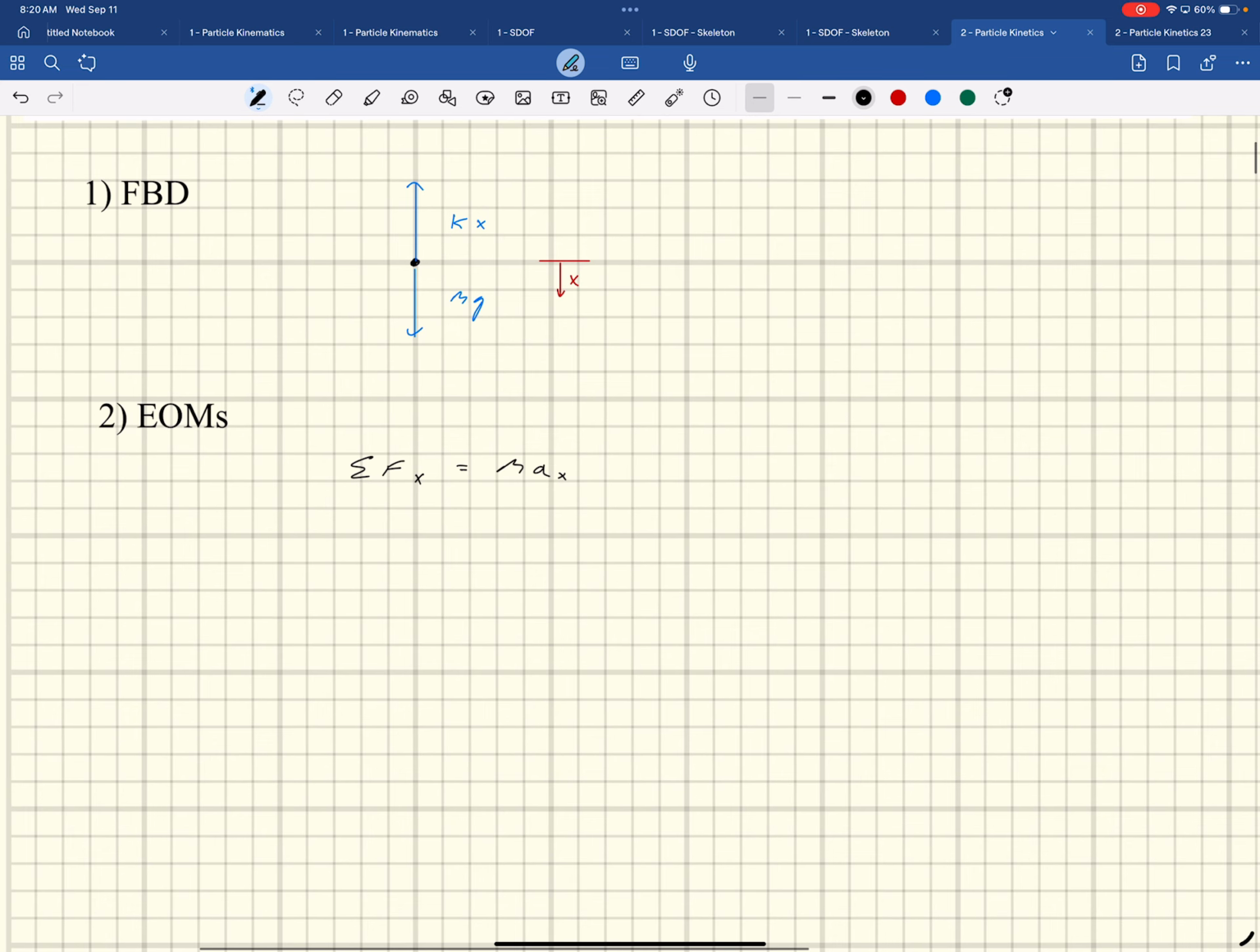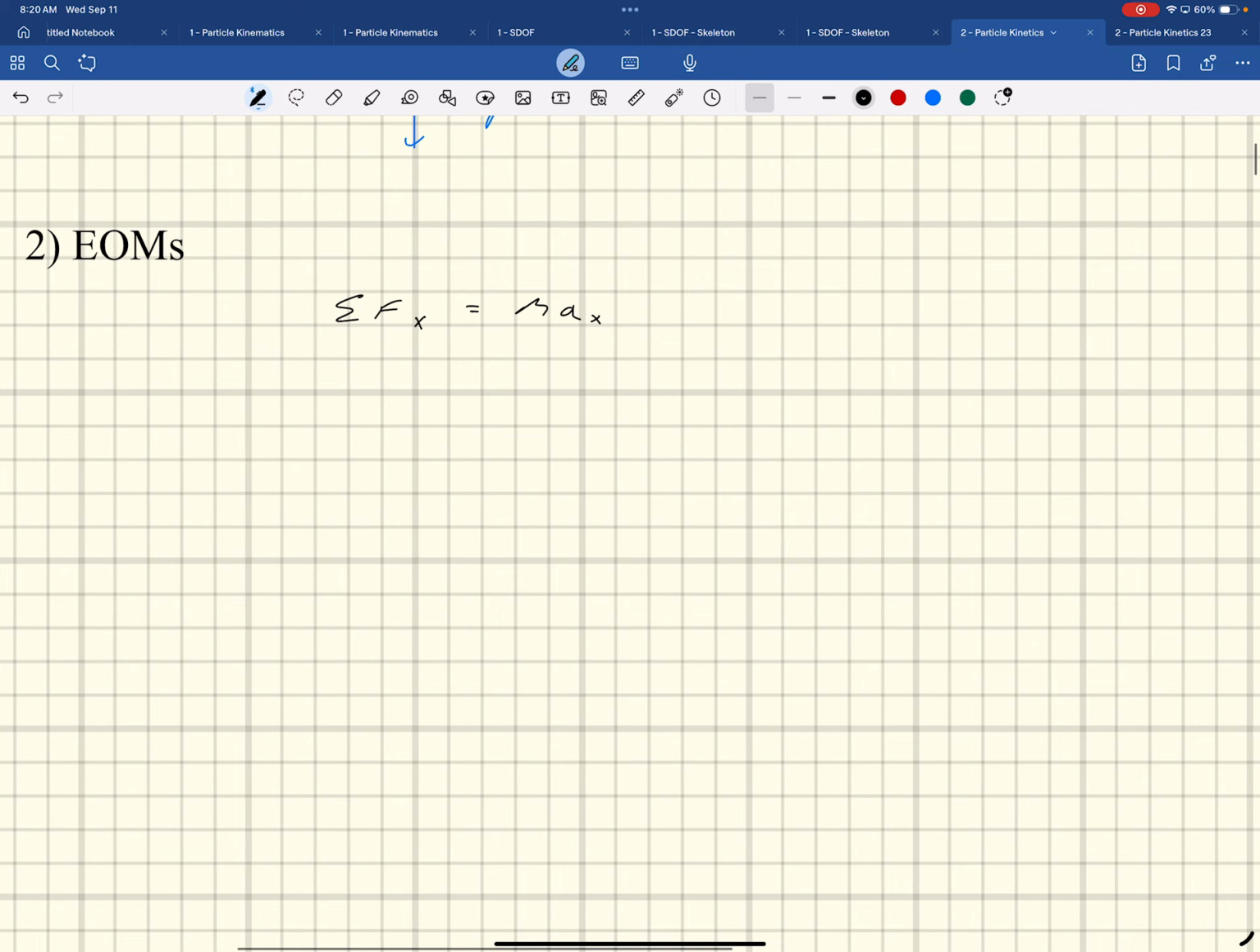Right? And then what do I do? At this point, I look at my free body diagram and say, what forces are acting in the x direction? Well, I got mg acting in the positive direction. Why is it positive? Because it's acting in the direction of positive x, right? And then my kx is acting in the negative direction because it's acting in the opposite direction of the positive direction of x. So that's what we just write down. We say positive mg minus kx is equal to m a_x.